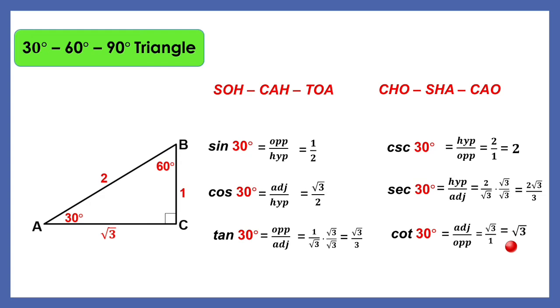Yan, nakuha na natin yung 6 trigonometric ratios ng special angle na 30 degrees. Next, we will find the trigonometric ratios of special angle 60 degrees.